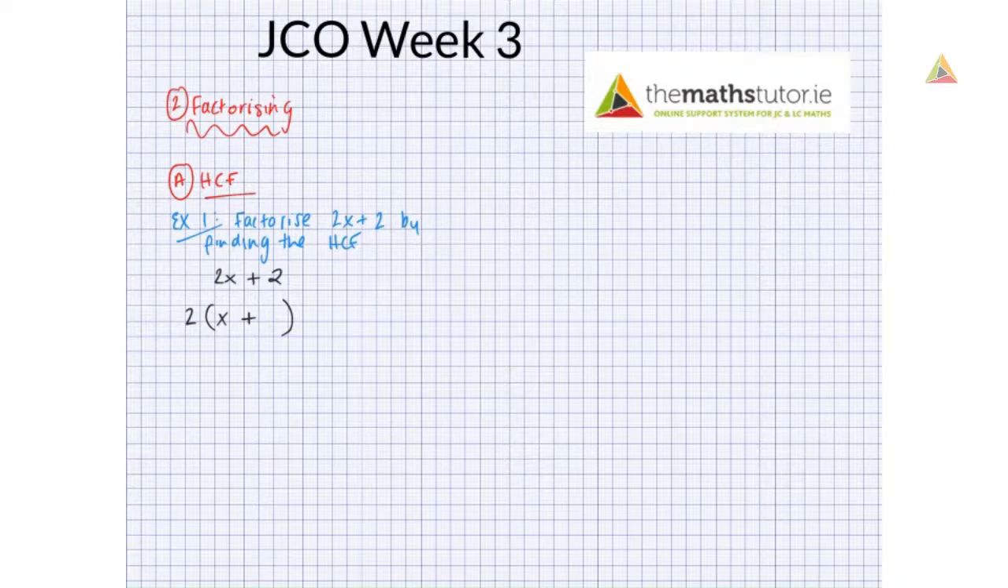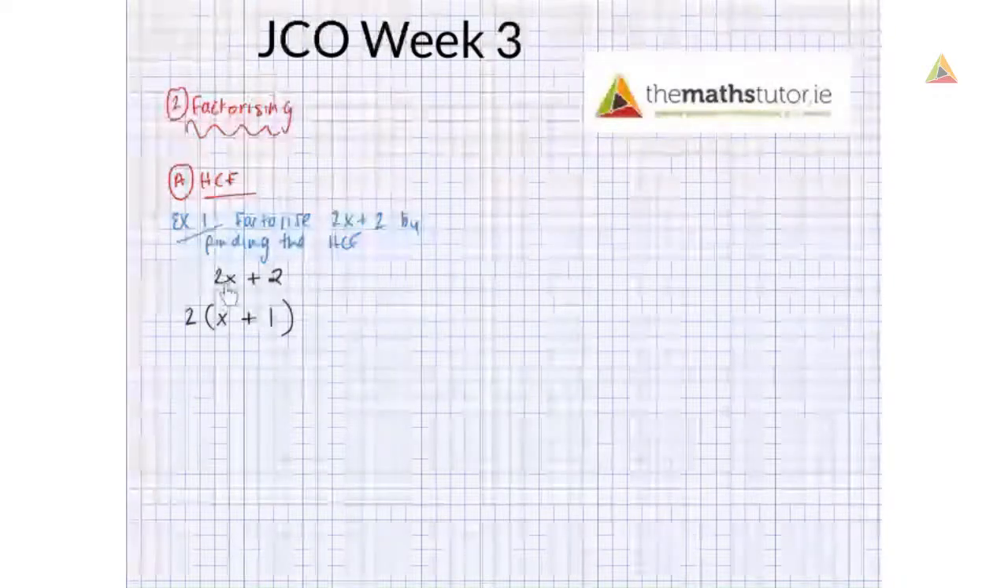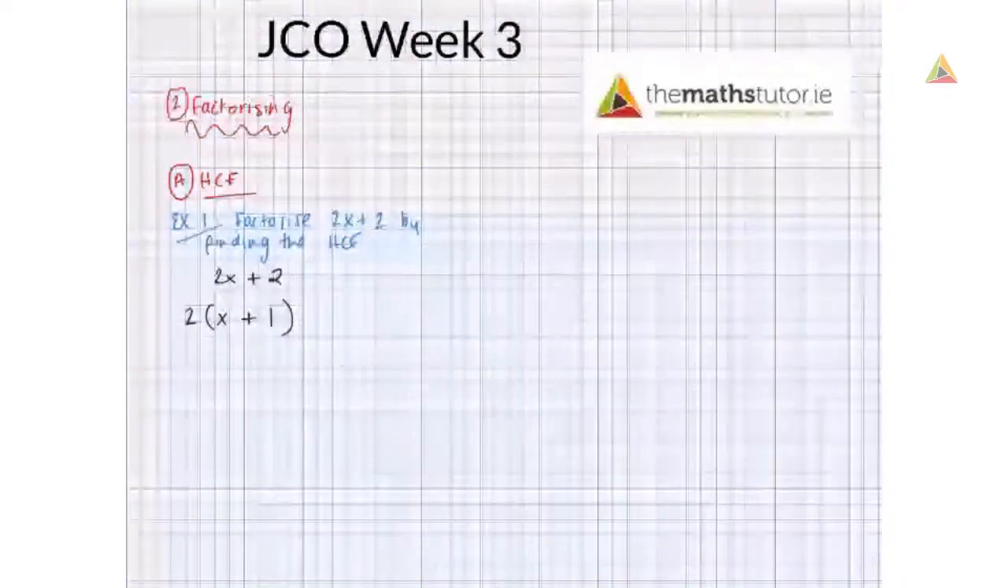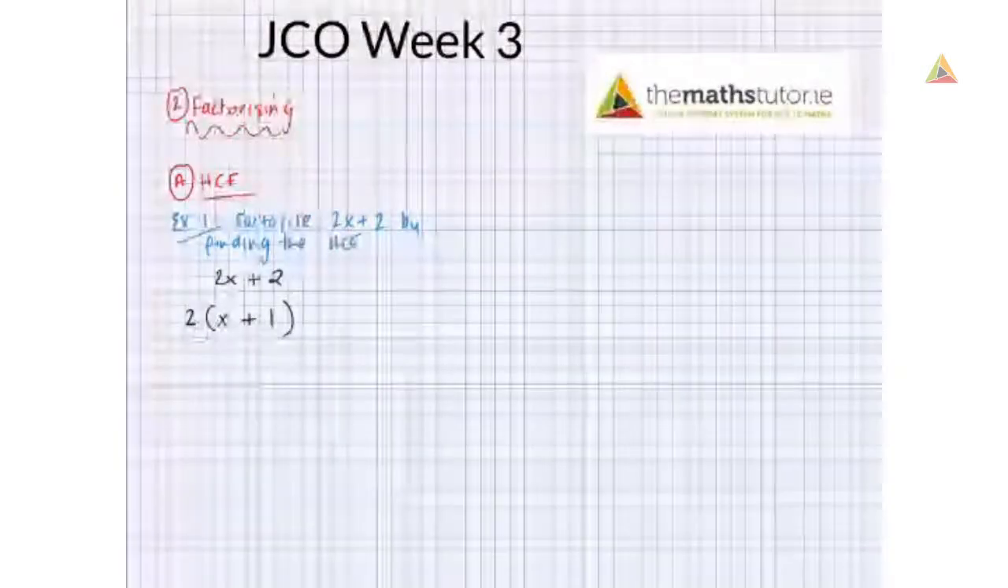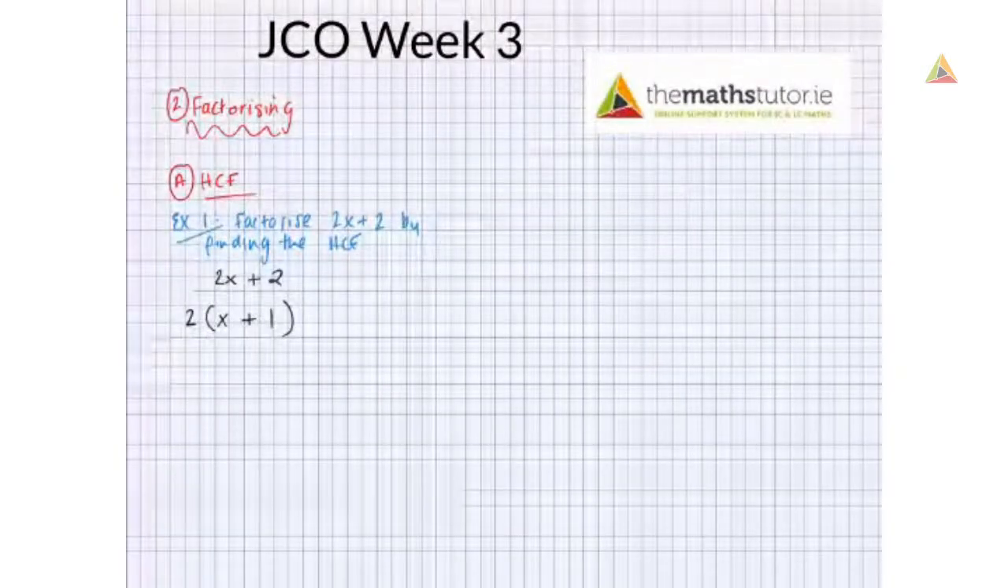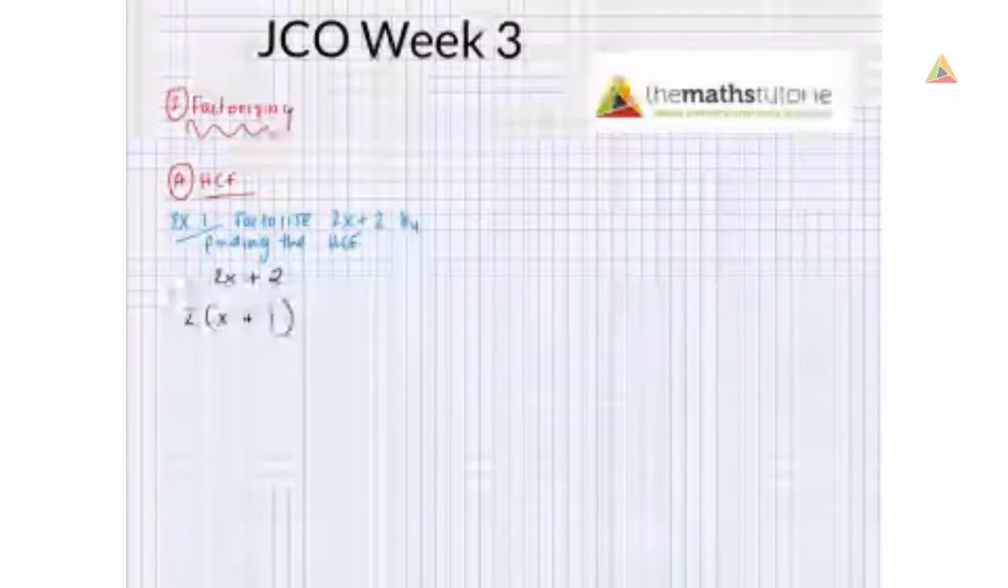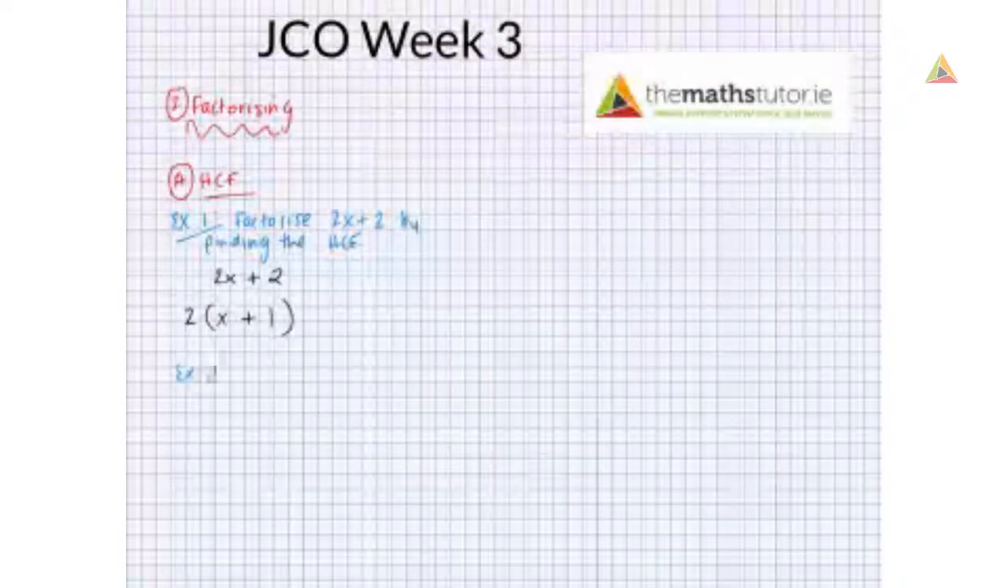Again, the way I did that was take out what's common. You're taking out what's common to both terms, and 2 is common. So I pulled out 2. 2 by x gives me 2x, and 2 by 1 gives me 2. So that'll work out. Okay, so the next example under highest common factor.